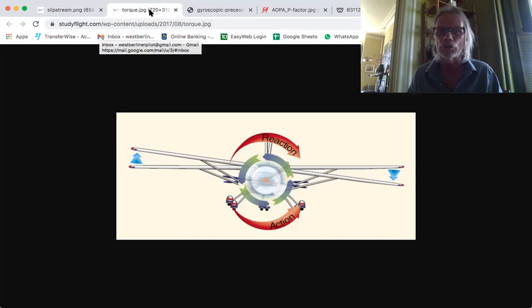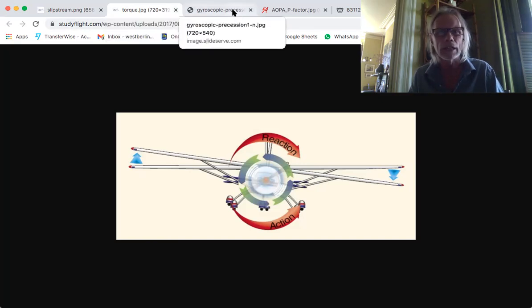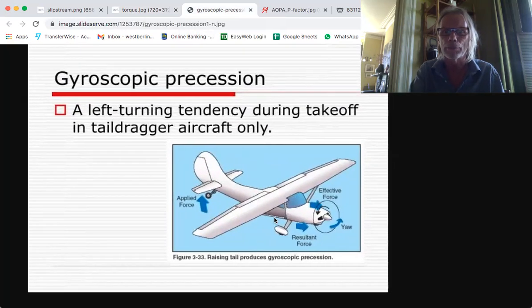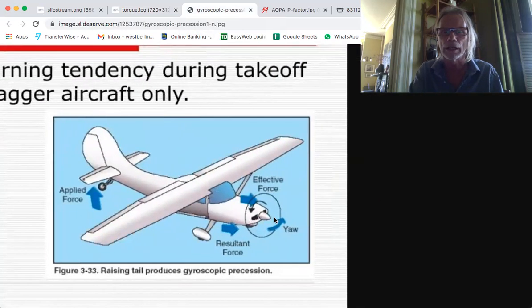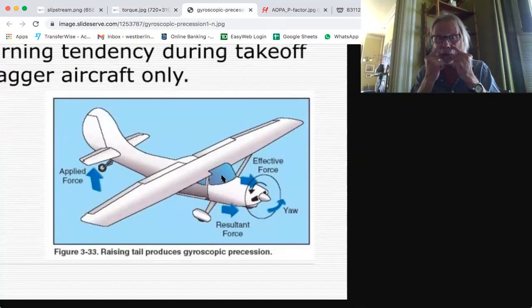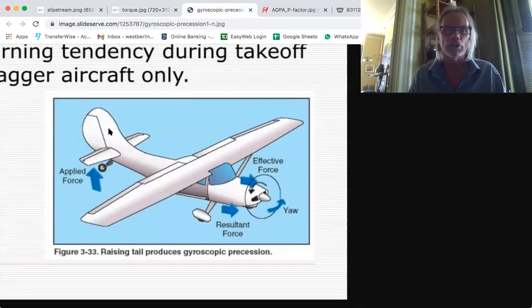Another form of adverse yaw is a little bit trickier to understand. It's called gyroscopic precession. It really applies mostly to tail draggers, but it does also apply to a certain extent to nose wheel aircraft. And this drawing here actually shows it quite well. When force is applied to raise the tail of the aircraft, and of course that's done with the elevator, what's going to happen is that the tail will pitch up and the nose will pitch down relative to that lateral axis I talked about along the wings.